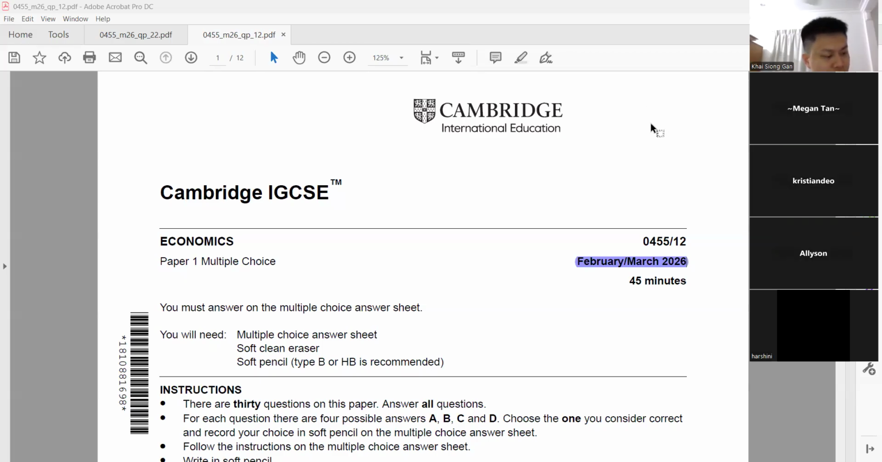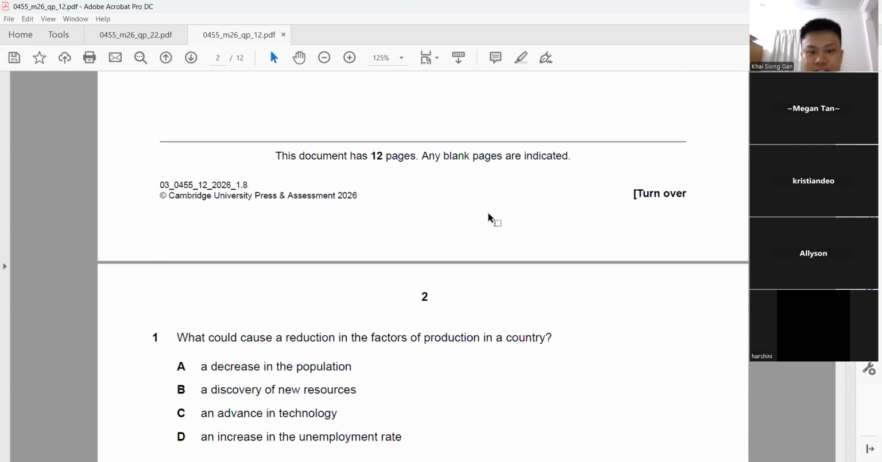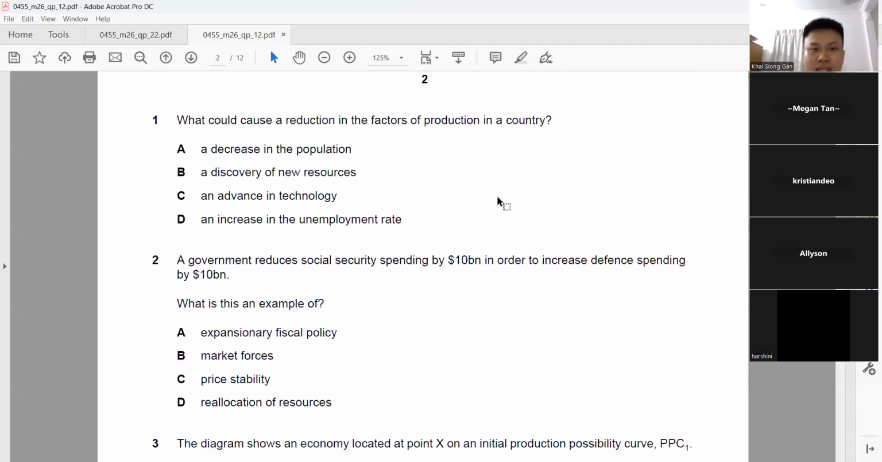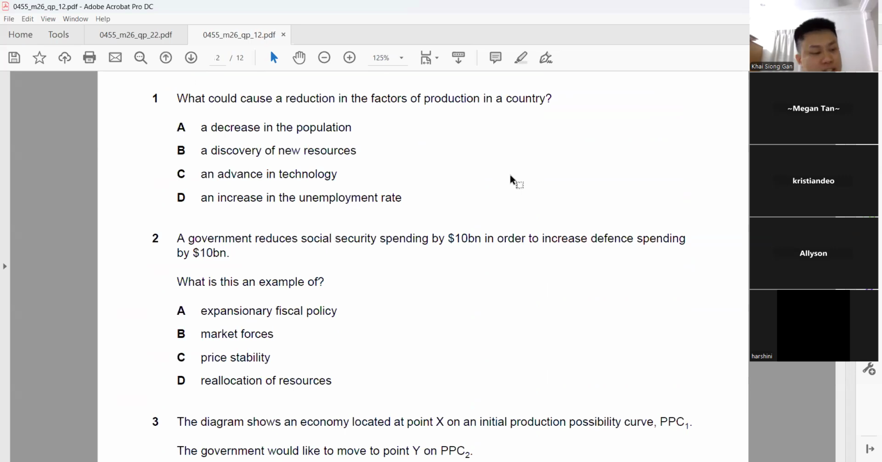Okay, so for today's lesson, we are going to look into the February-March 2026 paper 1. If you have already done it, you can check your answers. There's no answer online yet, if I'm not mistaken, so we will discuss together. If you have already done it, you can mark your answers and see how many questions you did correctly. If you have not done so, it's all right. You can do it together when we discuss.